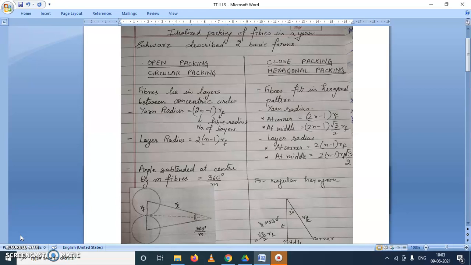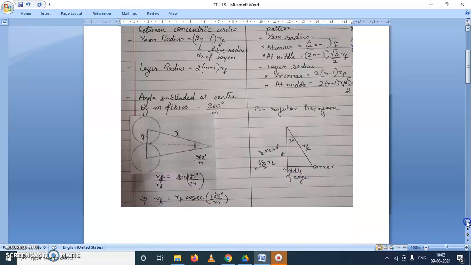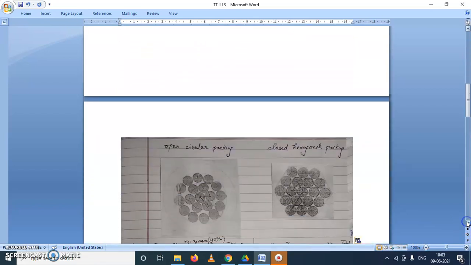So let us continue. Now Schwarz classified the idealized packing in two ways. One was open circular packing and the other was closed hexagonal packing. You can see these figures and you will be able to understand this one. If we pack the fibers in layers between concentric cylinders, then it is circular packing. And if fibers are packed in a hexagonal pattern this way, then it is called hexagonal packing.